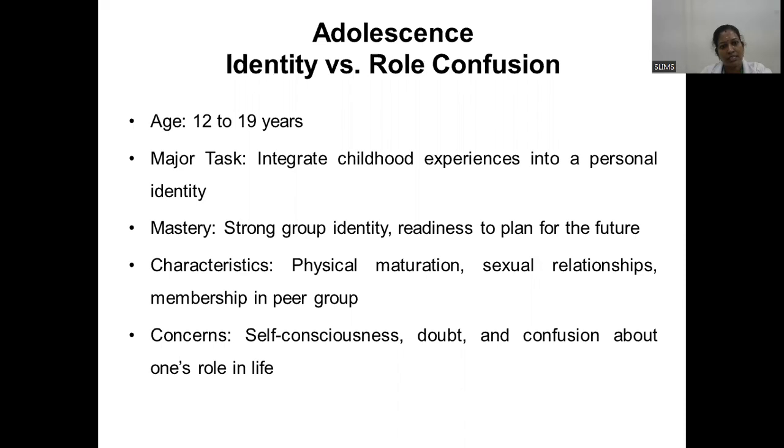Adolescence, that is identity versus role confusion, this age is 12 to 19 years. In this one, the major task is to integrate childhood experience into your personal identity. Mastery, that is strong identity, readiness to plan for the future. Characteristics: physical maturation, sexual relationships, memberships in peer groups. Concerns: there is self-consciousness, doubt, and confusion about one's role in life.